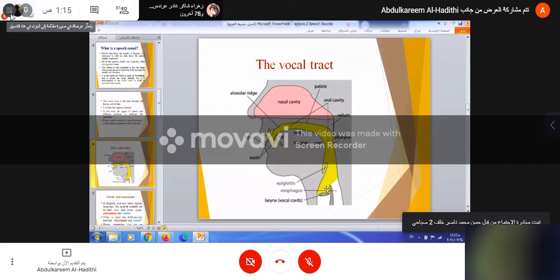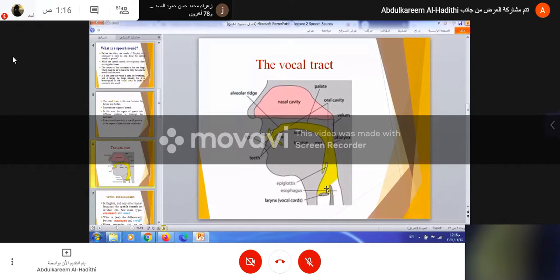The parts of our body which are used to produce sounds are called the organs of speech. And these organs of speech are found here in the vocal tract. We use the organs of speech in order to interrupt the airstream that comes from the two lungs and change it into sounds. Okay?